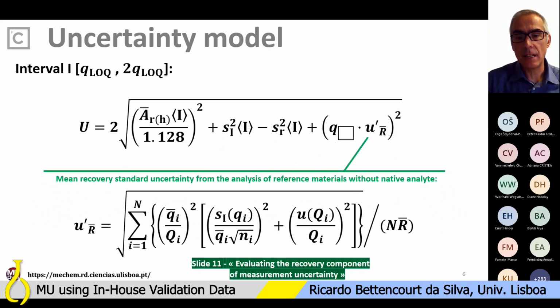The relative standard uncertainty associated with this mean recovery is estimated by this equation. This is exactly the equation that I presented yesterday in my second presentation, slide 11, where the standard uncertainty of the mean recovery is divided by the mean recovery itself to get the relative number.